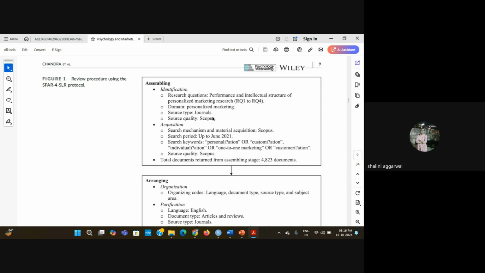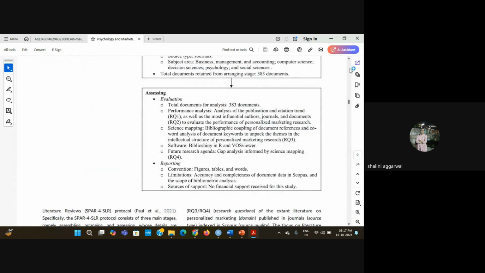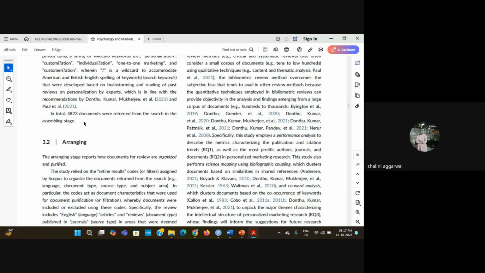Source type, journals you have taken. Source quality is Scopus database. What is the database that you have taken? What are the search keywords? And what was your search period? Like this, right? So this is assembling. Just look at this. I'll show it to you. Look at this. From here it has started and they have mentioned everything over here. Look at how much they have written. Till here they have written about the assembling, first stage.